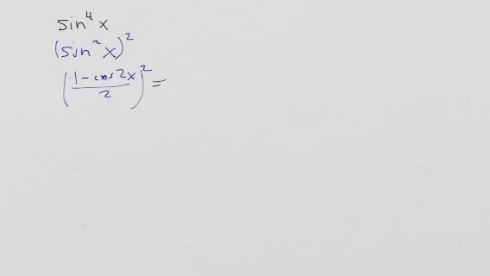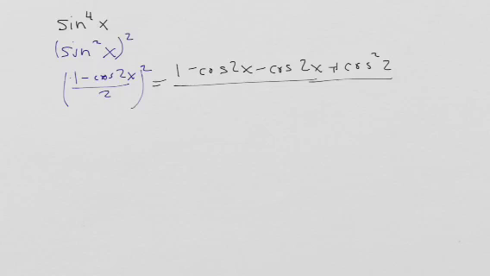That means for the numerator I'm doing FOIL. First times first would be 1. My outsides would be minus cosine 2x. My insides would be another minus cosine 2x. And last times last would get me positive cosine squared of 2x. Worst plus sign ever. Alright, and then denominator 2 squared, which would be 4.